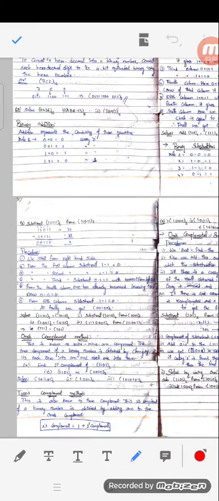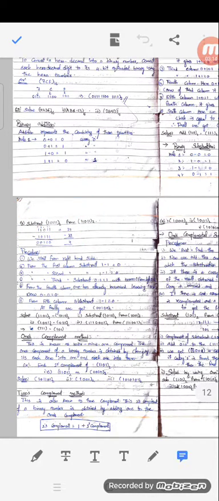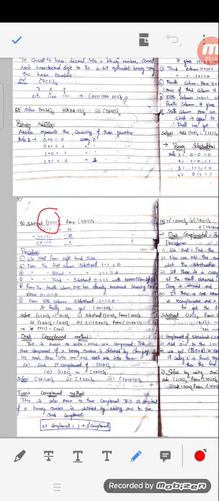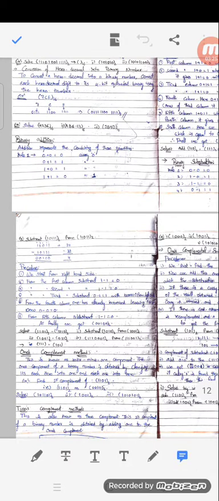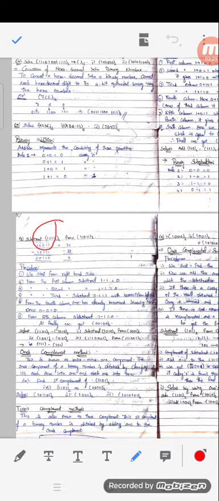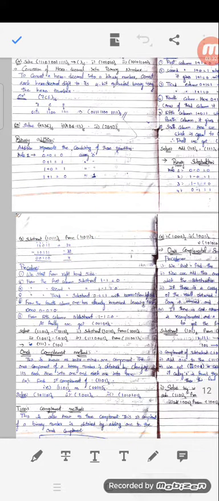The question is to subtract 10111 from 11011. Understand the question correctly. They are asking to subtract this value from this, not the other way around. They are saying subtract 10111 from which value? 11011.